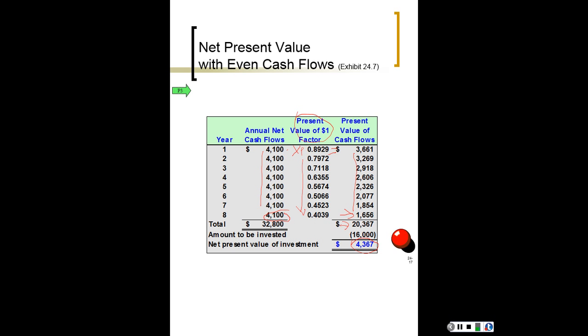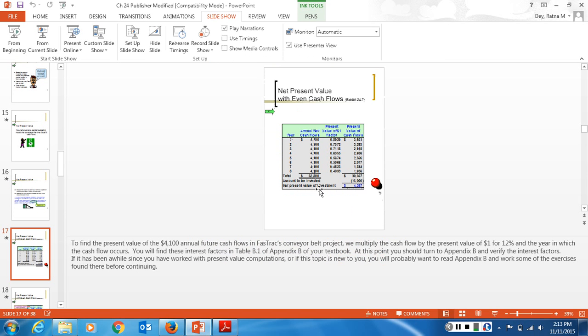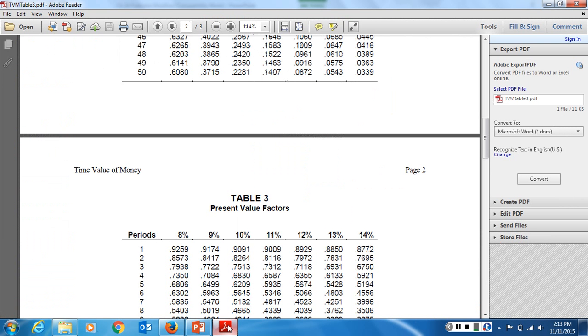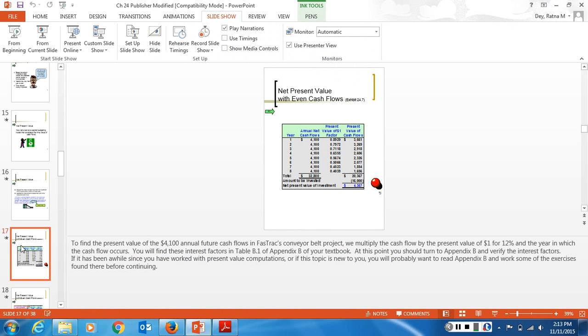Okay, so let's take a look at a present value table. I went online and downloaded a present value table. You have the periods here in the first column, and we're looking at 8 years, so those are our 8 periods. And our hurdle rate, or rate of return, is 12%, so this is the 12% column. You'll notice for year 1, it's 0.8929. For year 2, it's 0.7927, and so on, just like we have in our table. Okay, so let's go back.